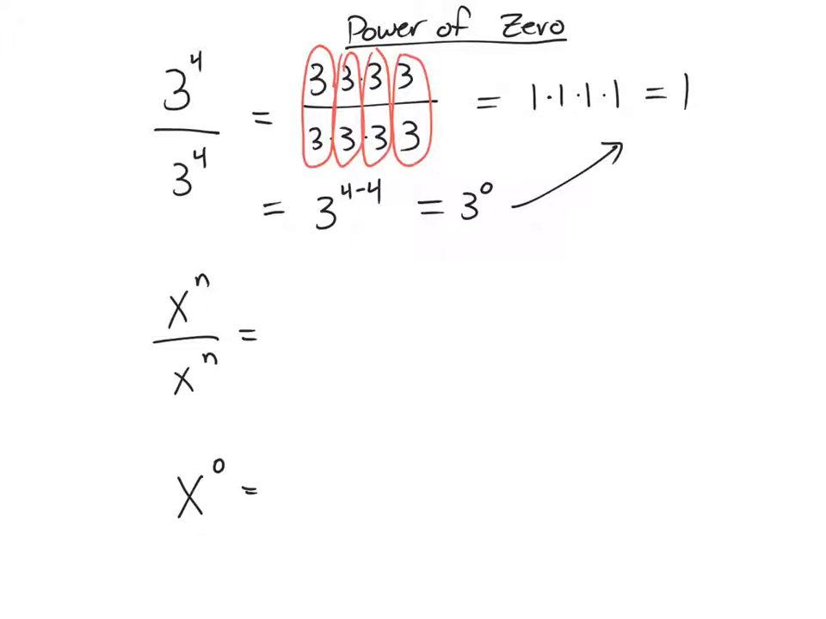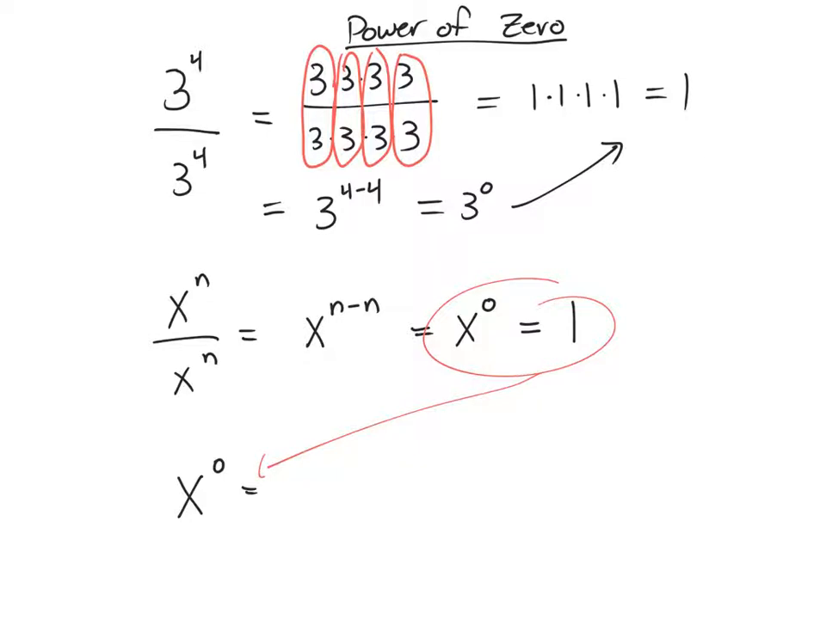So x to the n divided by x to the n is x to the n minus n, which is equal to x to the 0th power. And anything to the 0th power is always 1. So the x goes away because it's to the power of 0. And this just actually answered this question here. So x to the 0th power is 1.